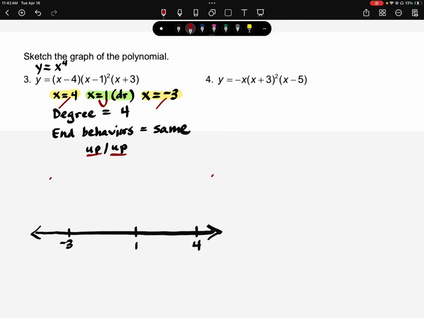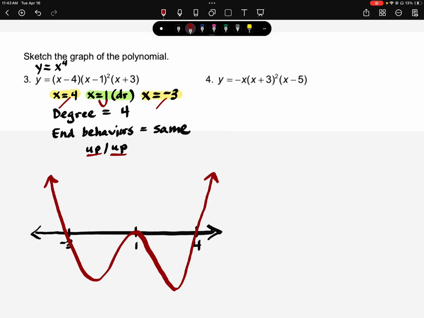When I get to negative 3, since it's a linear factor, I'm going to go straight through. And then I'm going to bend and come up here. At positive 1, it should bounce. Sorry, it's got a little bit of a delay. And then we're going to go straight through at positive 4. So this is what our graph should look like. Again, I apologize for the delay. I don't know what's going on. It might be because I'm zoomed in too far.